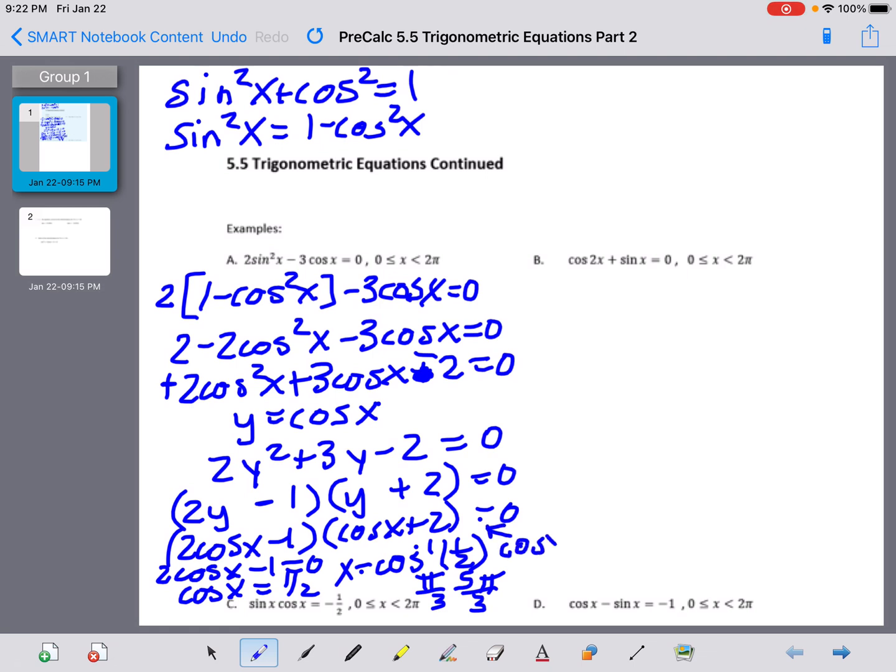Cosine x equals -2. Do yourself a favor and plug that in your calculator, cosine inverse of -2. What you're going to find is your calculator is going to tell you it's undefined, so you don't have to worry about it. So these are my two answers, okay?